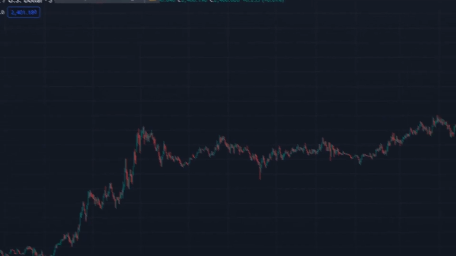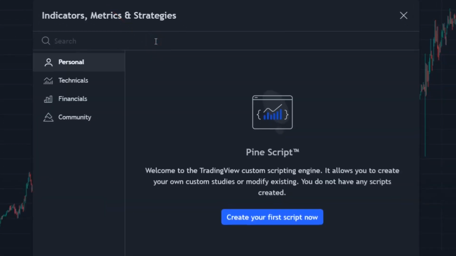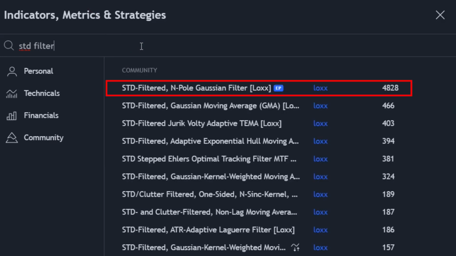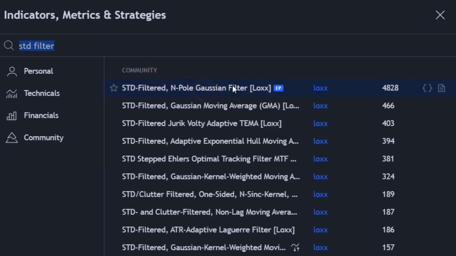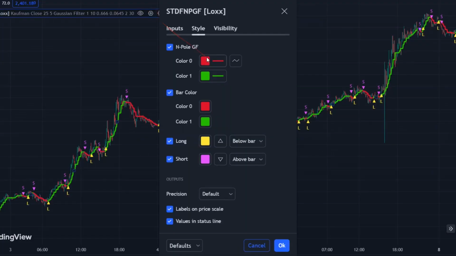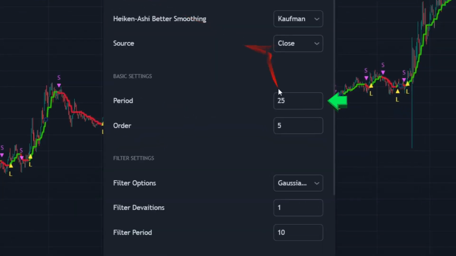Now we need to enter the indicator tab and type STD filtered and pole Gaussian filter. When you find it, click on it to add the first indicator of this strategy to the chart. Now we need to enter its settings and make the necessary changes. Pay attention that all steps should be done correctly.